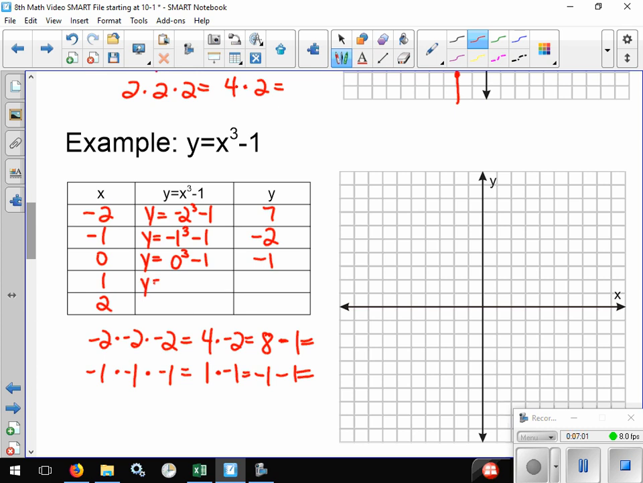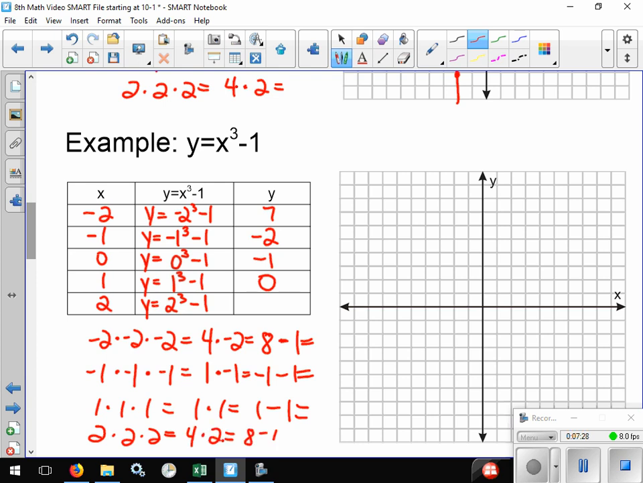And then y equals, I almost wrote negative. Y equals 1 cubed minus 1. So that's 1 times 1 times 1. So that's 1 times 1 gives you 1 minus 1 gives you 0. And then y equals 2 cubed minus 1. So that's 2 times 2 times 2. 2 times 2 is 4. Times 2 is 8. Minus 1 is 7. Okay.